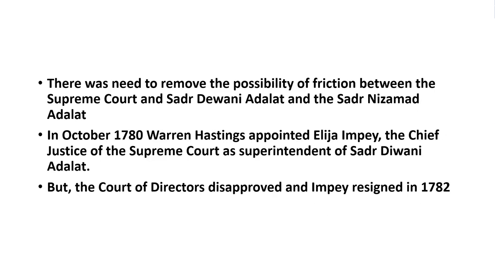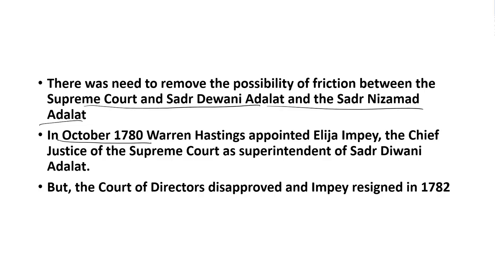And there was a need to remove the friction between the Supreme Court, Sadar Diwani Adalat and Sadar Nizamad Adalat. These courts exceeded their jurisdictions and entered into conflict with each other. And in order to develop a harmonious relationship between Supreme Court and Sadar Diwani Adalat and Sadar Nizamad Adalat, in October 1780, Warren Hastings appointed the first Chief Justice of the Supreme Court, Elijah Impey, as the superintendent of Sadar Diwani Adalat.